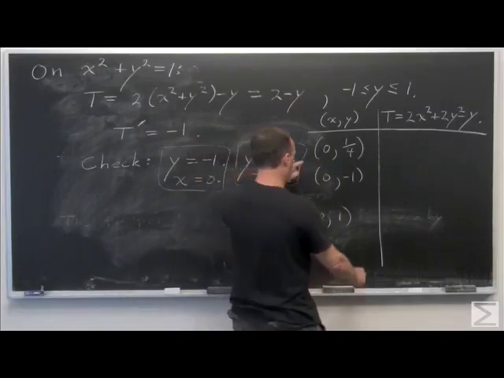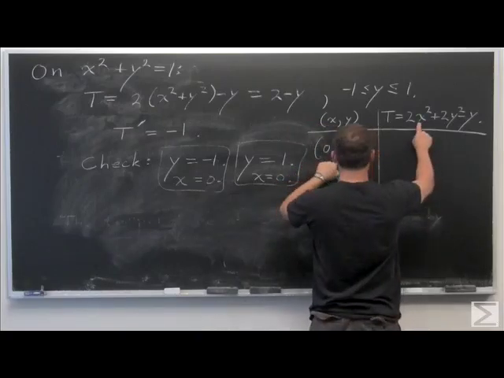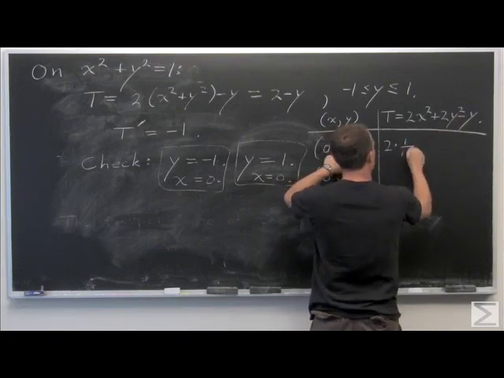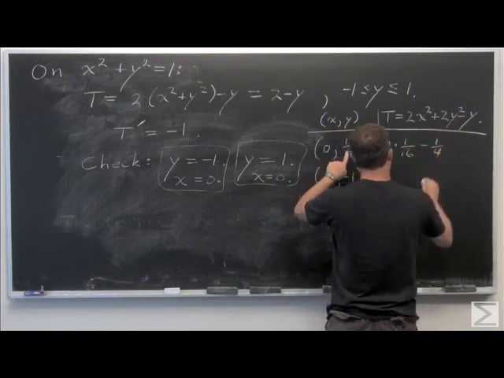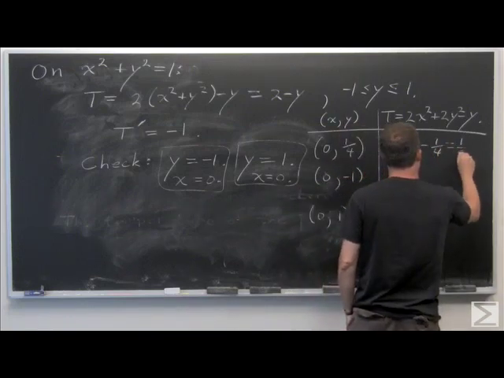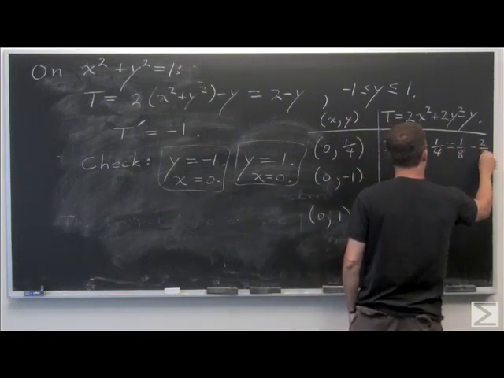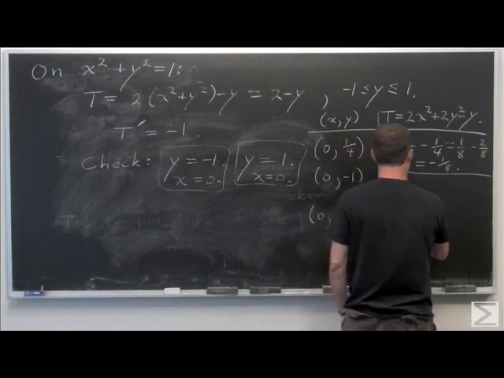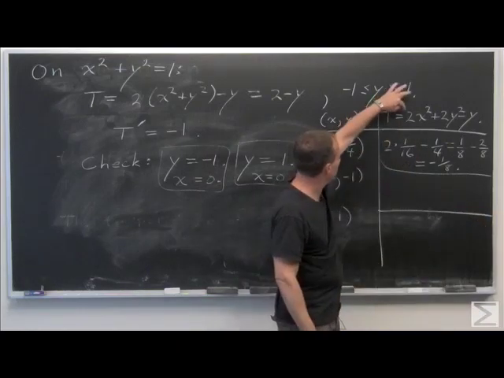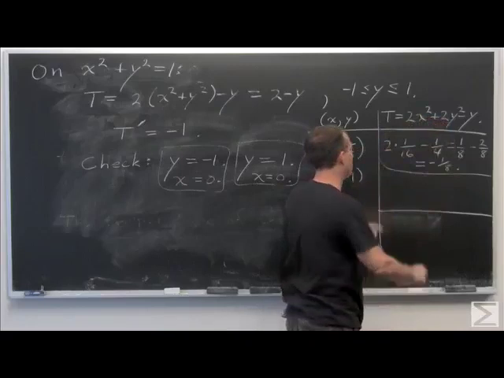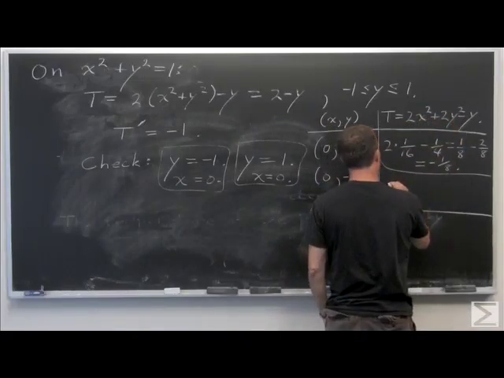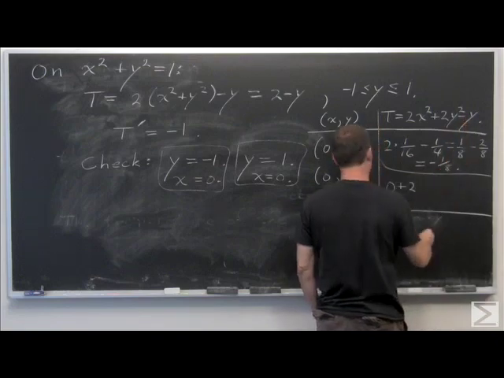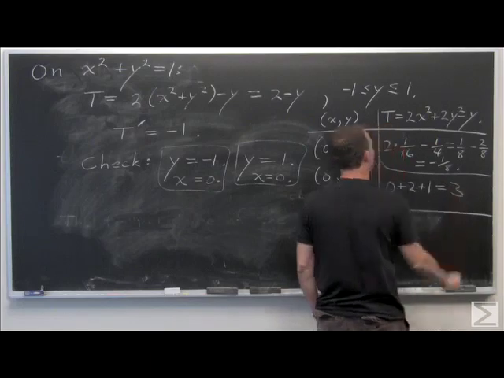So now you just check. In all 3 cases, x is 0, so this part is 0. Here we get 2 times 1/4 squared is 1/16, minus 1/4. So this is 1/8 minus 2/8, so minus 1/8. At 0, minus 1, you get 0, and then at minus 1, you get this squared, so you get 0 plus 2, and then minus minus 1, so plus 1, so you get 3.